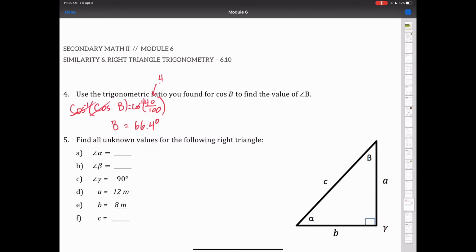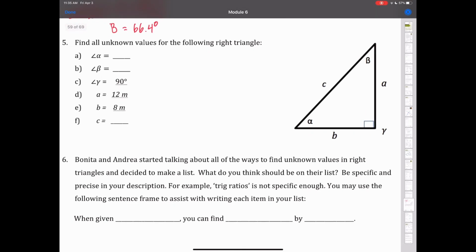So let's go ahead, and for number 5, I want you guys to again pause the video. You are going to write trigonometric ratios to help you solve for angles alpha and beta, and also use the Pythagorean theorem to find side C. So I'll fill these in for you real quick: 12, here we have 8, and you need to find C, alpha, and beta. So go ahead and pause and try it out.